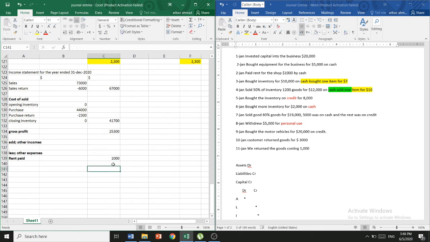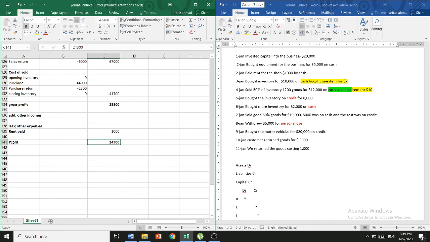Okay, so less, I am saying it's less, so it will be 24,300. Okay, so this is the profit of what we have done previously. This amount is the profit. Okay, so sales minus cost of goods sold, you will get gross profit. We will add any other incomes over here, then we will deduct all the expenses from the gross profit, and then we will get the profit here. Actually this is the profit before tax, and then we will have taxes over here, and then we will have the profit after deducting taxes.